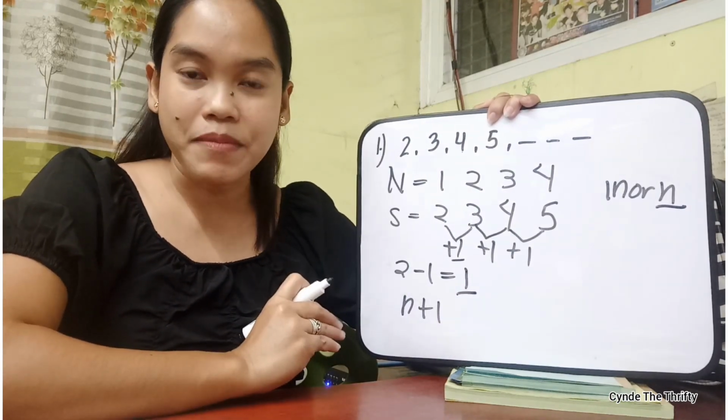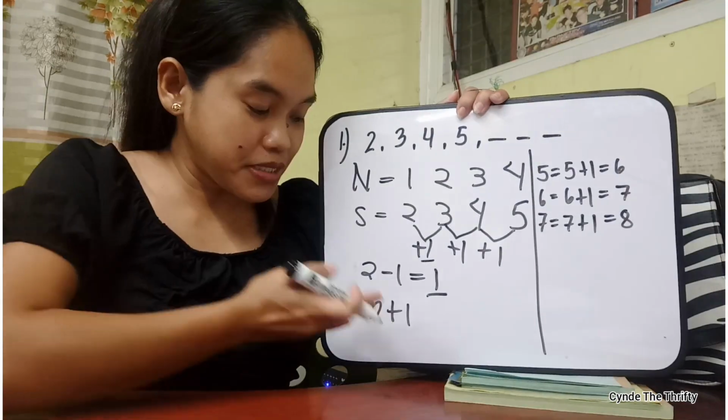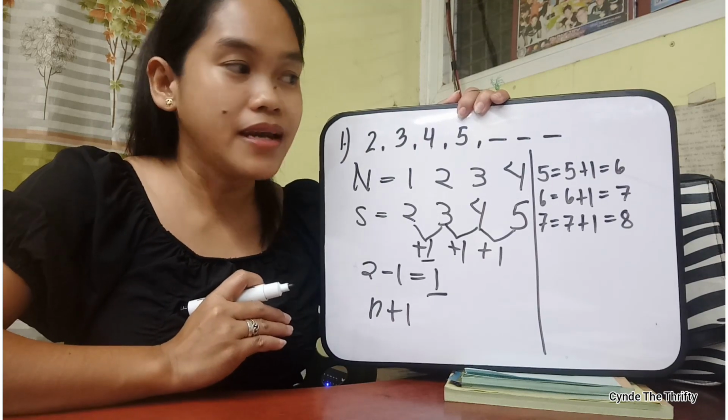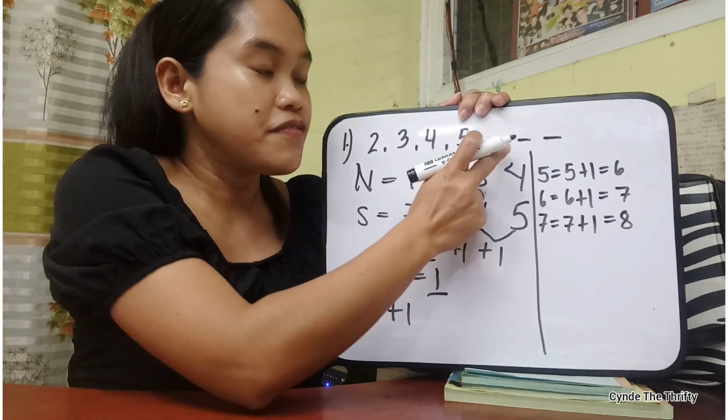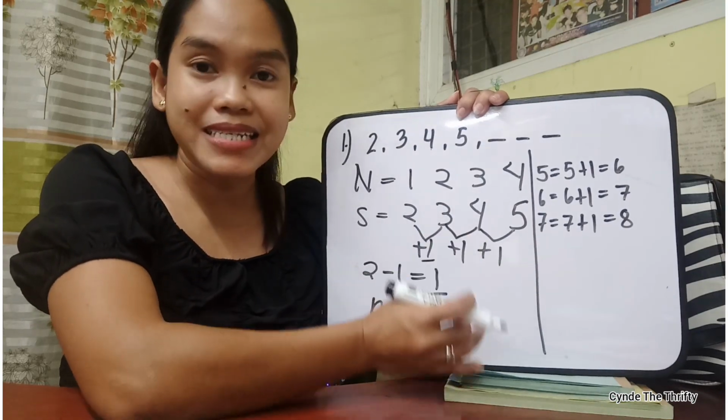So, i-check natin kung tama ba yung nth rule na nagawa natin which is n plus 1. Isosolve natin yung ating 5th term, 6th term, and 7th term.